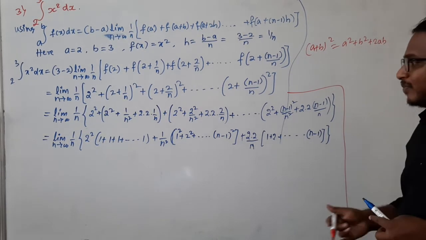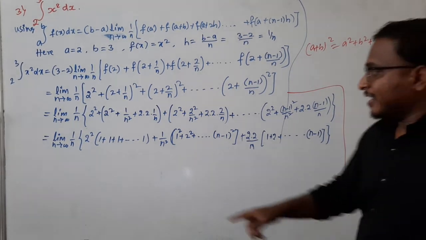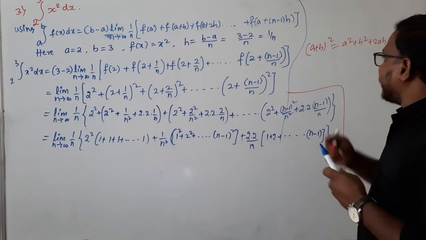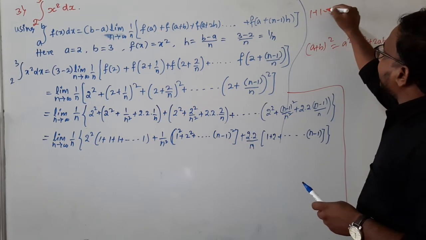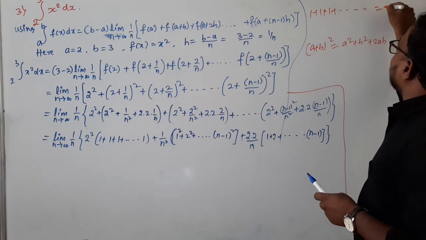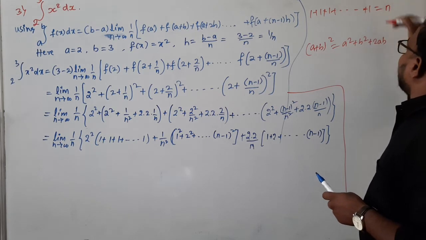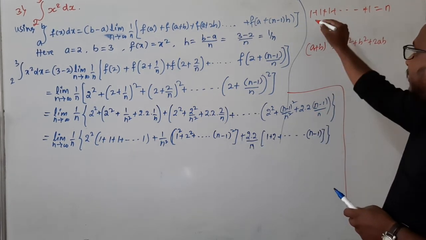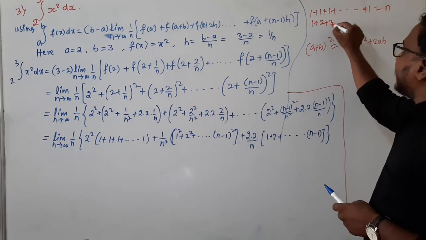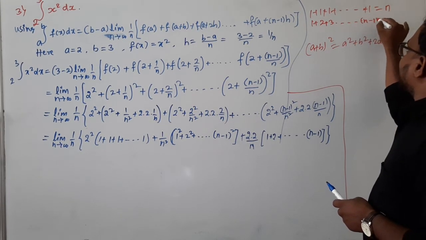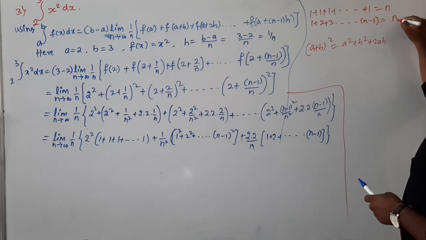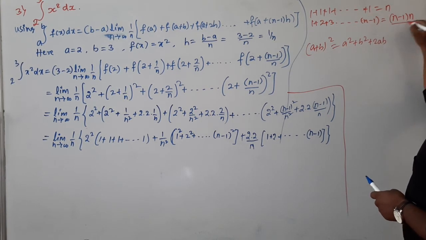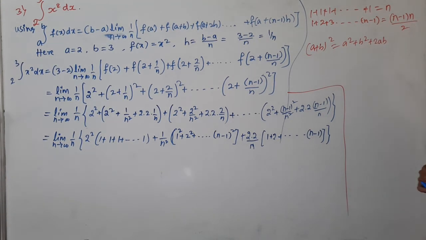now take the formula. We know that in the last question we solved that 1 plus 1 plus 1 plus 1 is taken as n. Then we have a series also, that is 1 plus 2 plus 3, and so on up to n minus 1 terms, which can be written as n minus 1 into n divided by 2. We have seen that one.